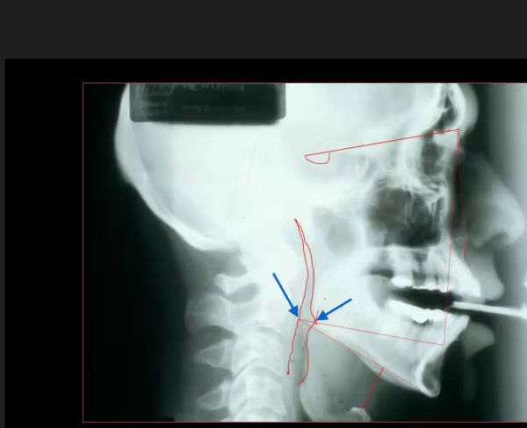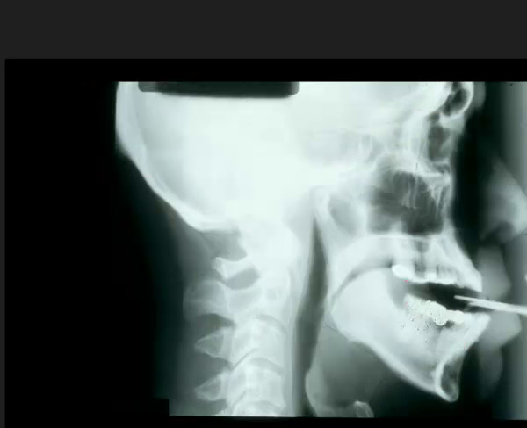So if we look back at that previous image, look at the relationship of this tooth to this tooth here, and when we protrude the mandible, now this relationship has moved forward.